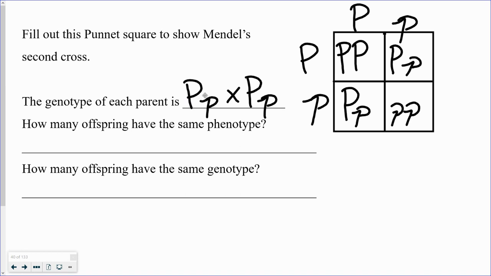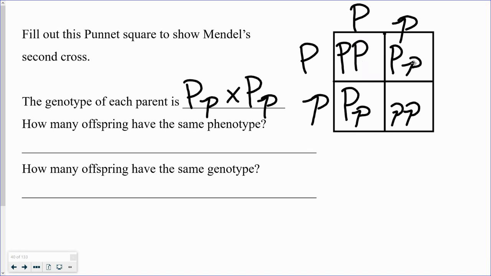So each parent happens to be capital P, lowercase p. That's their genotype. Okay. And when we cross them together, what are they going to look like? Remember, phenotype means outside appearance. So what is the outside appearance for these offspring here? They're capital P, capital P. They have two dominant alleles. So they're going to be purple.